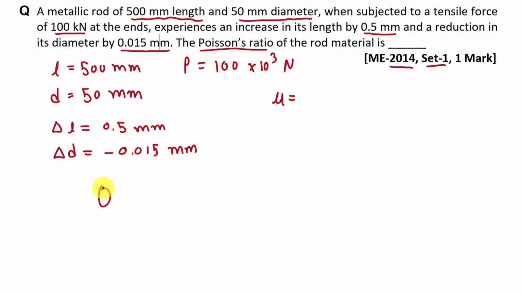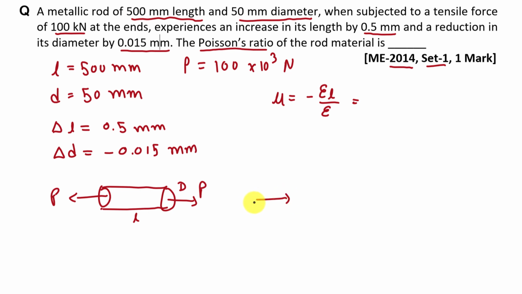Here metallic rod is like this. This is length L and this is diameter D. We apply tensile load P on both the sides like this. We know that how to find Poisson's ratio for this case. We know that Poisson's ratio mu is equal to minus lateral strain divided by linear strain. Here direction along the force applied on this body will be linear direction and direction which is perpendicular to this direction will be lateral direction. Means here this direction is linear direction and this direction is lateral direction, right?